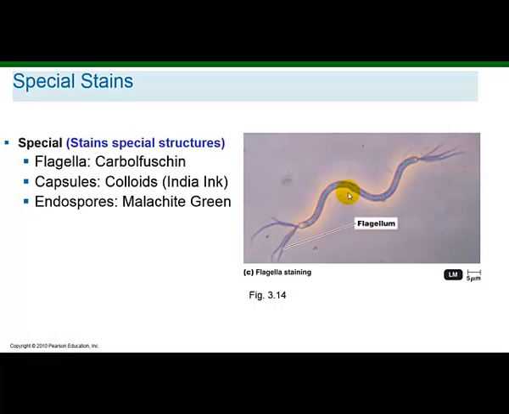There are also special stains that are used to color and isolate specific parts of microbes, such as endospores, or flagella, or capsules. In this particular image, carbol fuchsin dyes are used along with a mordant to build up the diameters of the flagella until they become visible underneath the microscope.